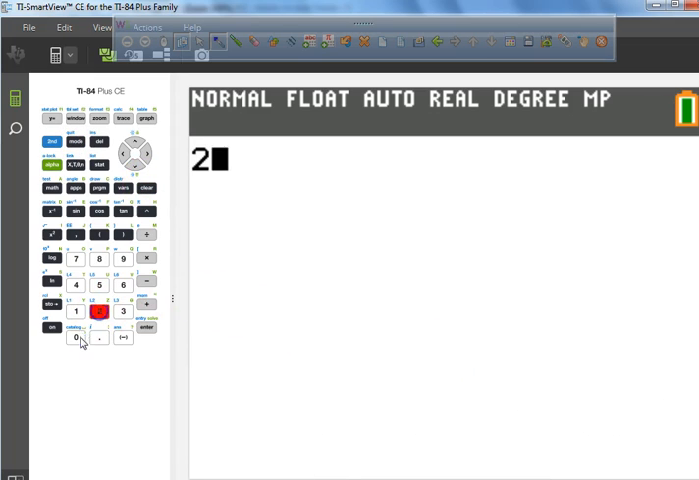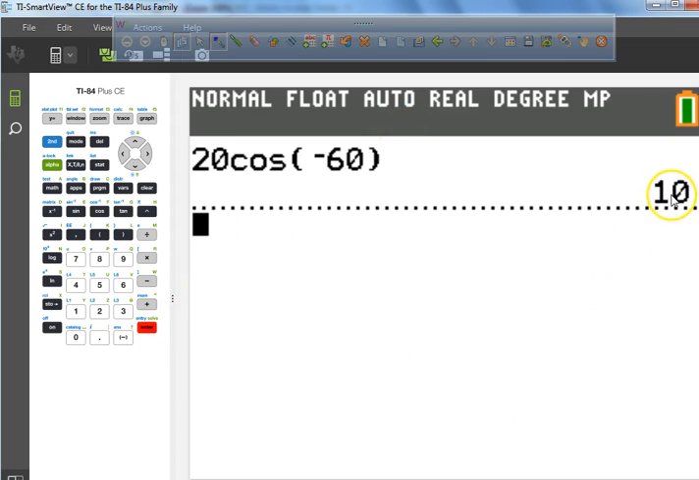I'm going to type in 20 cosine negative 60. And remember, I said sometimes when you do this, the answer becomes exact. Watch. It becomes exact. There's no decimals after, right? But if I do 20 sine negative 60, what did we get? We got a negative 10 radical 3, right?